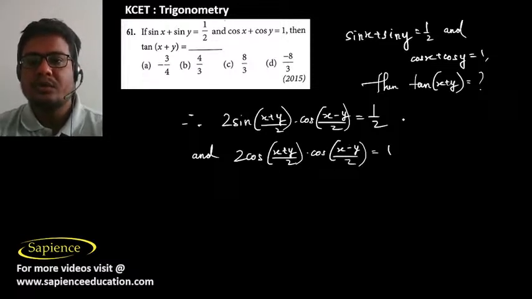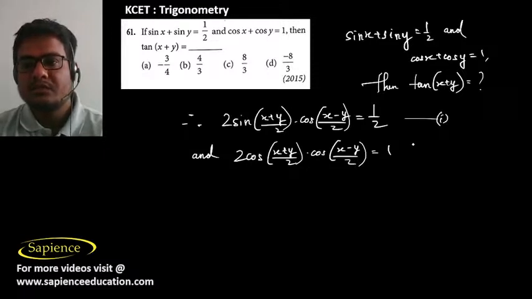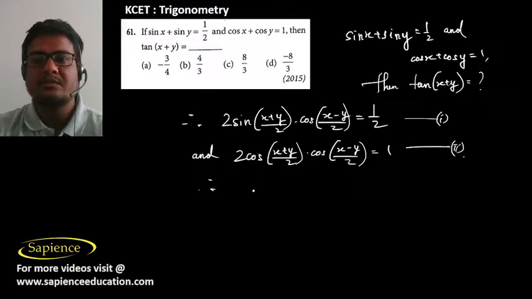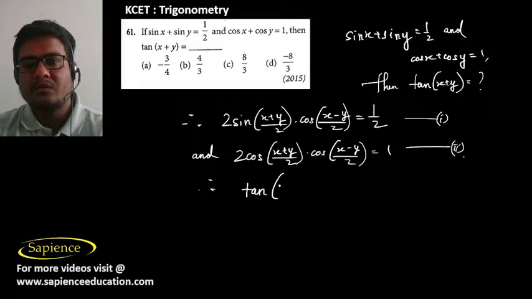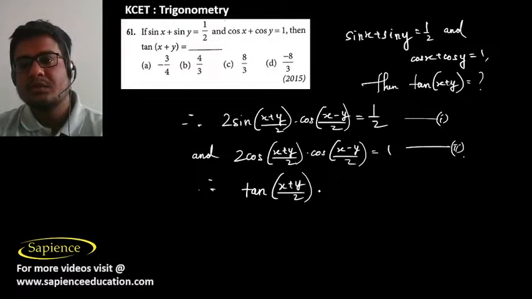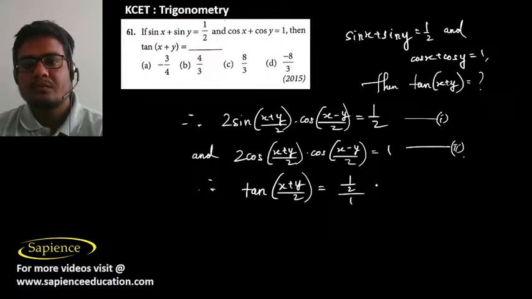So now if we divide the first equation by the second equation, then the 2 and 2 will cancel out, and cos of x minus y by 2 and cos of x minus y by 2 will get cancelled. Then we will have tan of x plus y by 2 equal to 1 by 2 by 1, which is 1 by 2.